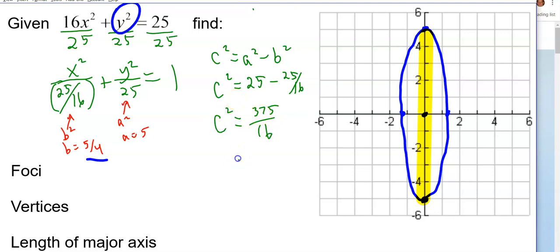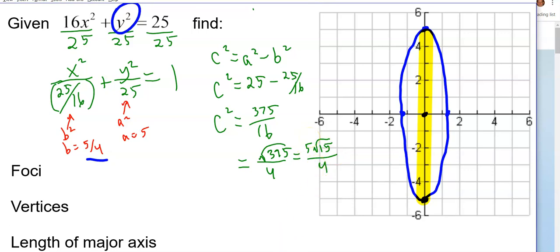And then we're going to take the square root of both sides. So we get divided by 4 and the square root of 375, which I think can be simplified because 25 goes into that, which is a perfect square. So 25 goes into that 15 times. So I think this would be equal to 5 root 15 divided by 4 is my c value.